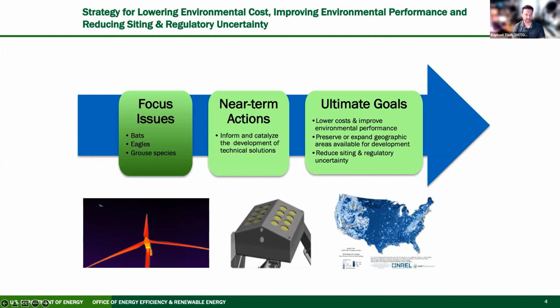So our major focus areas from species perspectives are various bat species, primarily migratory tree bats, eagles, bald and golden eagles, and various grouse species. The near-term actions that we focus on, and we think about near-term as being in the 3 to 5 year range, are informing and catalyzing the development of technical solutions, outlined in strategic areas 1 and 2 that I just mentioned, with our ultimate goals being to lower costs and improve environmental performance of wind energy, to preserve or expand the geographic areas available for wind development, and to reduce siting and regulatory uncertainty around wind energy development.